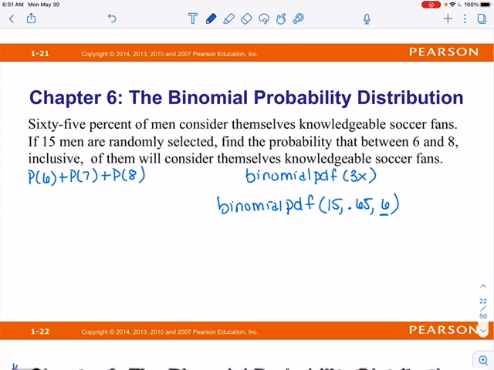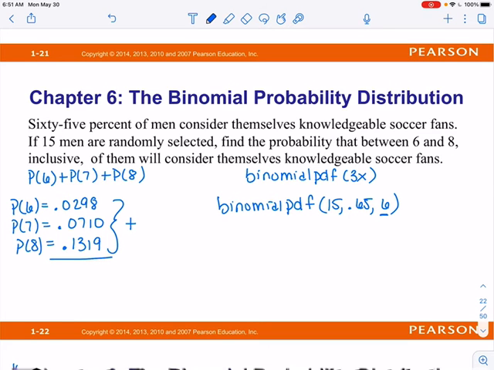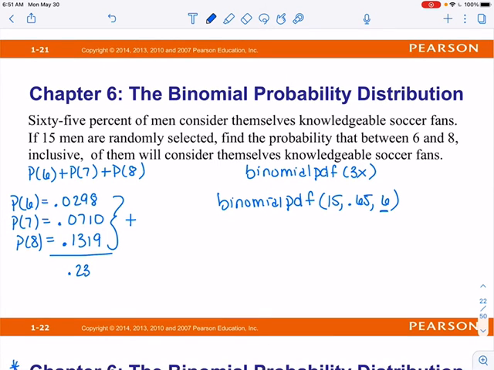So when you do the probability of 6, that should come out to 0.0298. Probability of 7 is 0.0710. And your probability of 8 is 0.1319. Okay, and again, last thing that we're going to do is add straight down there. And when you do that, you should get 0.2327.